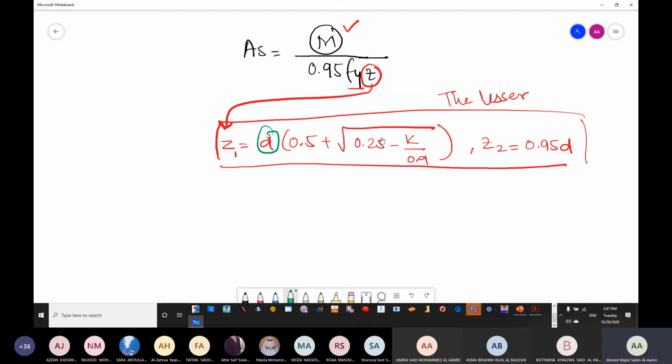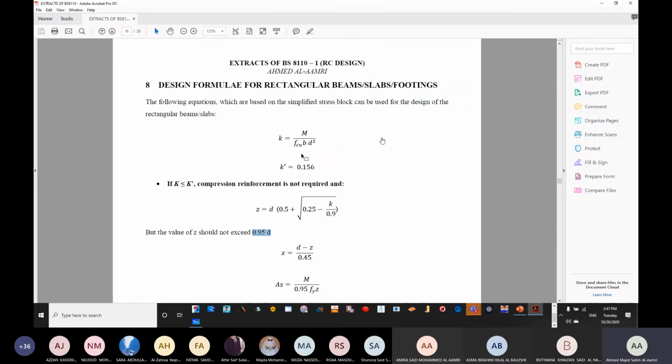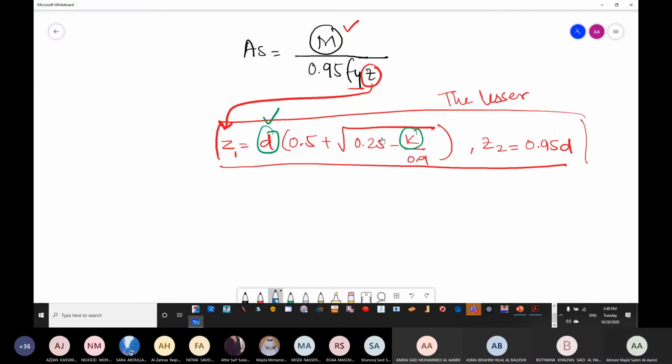Did we calculate dx and dy? So we have it already. Did we calculate for k? No. So k is missing. So once again, we need to return back to our equation where k is equal to m divided by fcu b d squared. Okay. So k is equal to m divided by fcu b d squared.